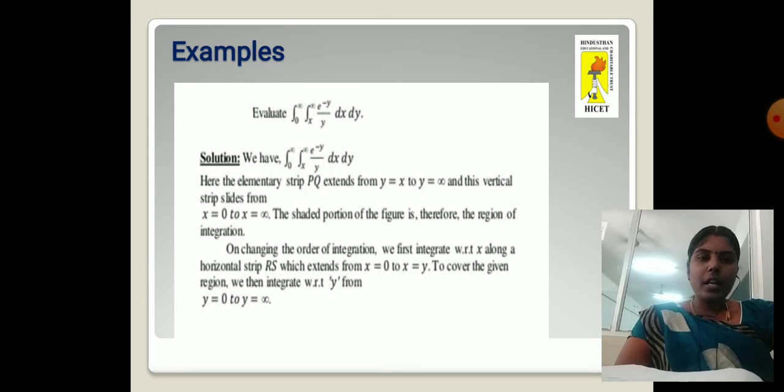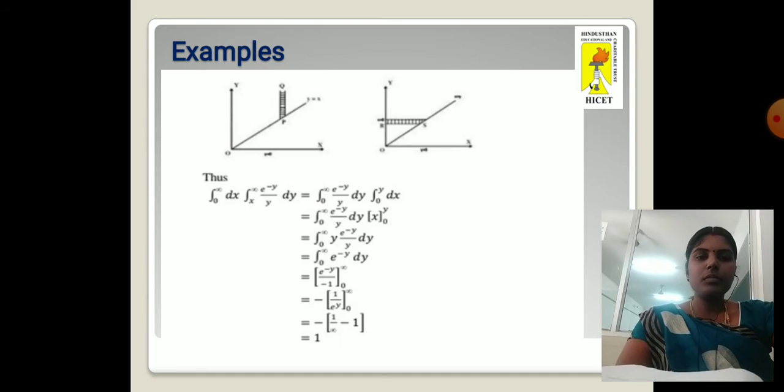On changing the order of integration, we first integrate with respect to x along a horizontal strip RS, which extends from x equal to 0 to x equal to y, to cover the region y equal to 0 to y equal to infinity. See the following diagrams. Therefore, the integral from 0 to infinity dx, integral from x to infinity of e^(-y)/y dy is equal to the integral from 0 to infinity of e^(-y)/y dy, integral from 0 to y dx.